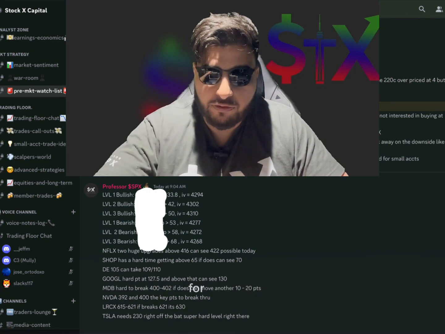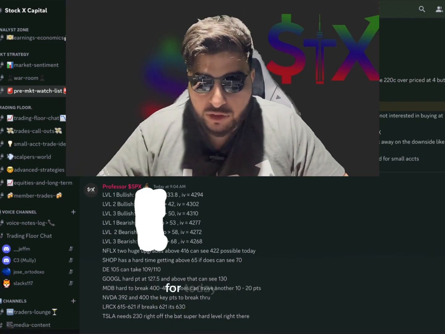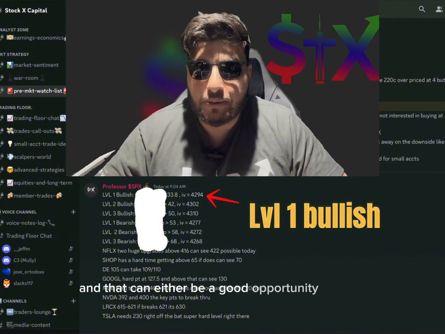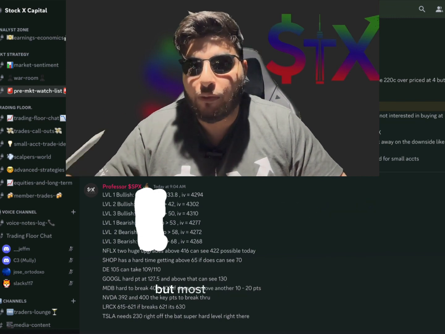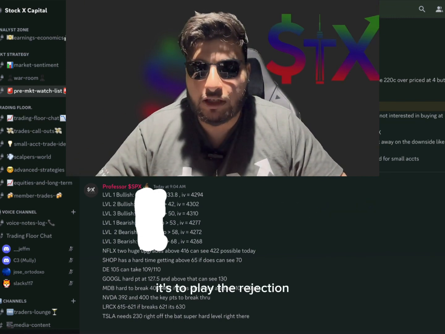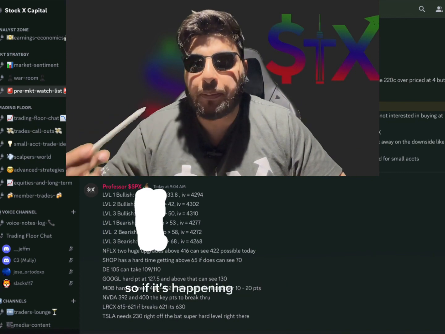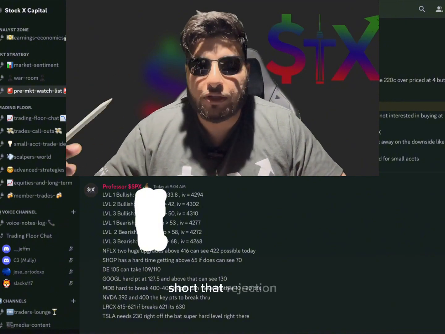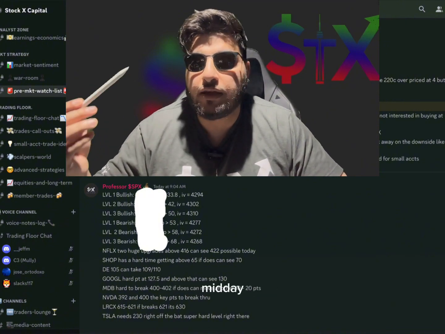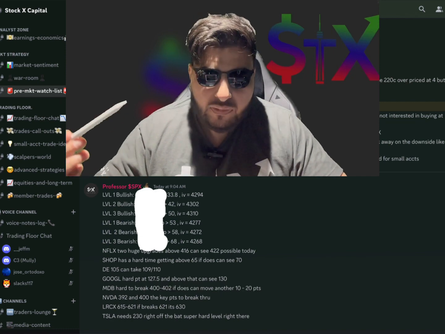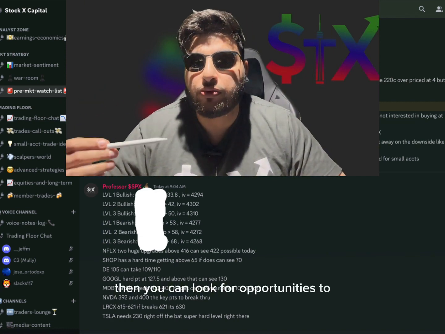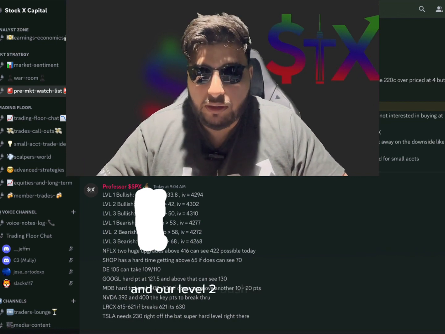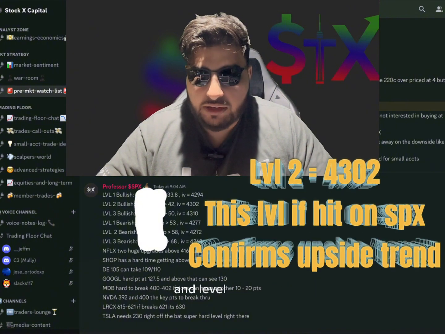So what you see over here, for example, is that level 1 for today was 42.94. Okay, so that's a gatekeeper, and that can either be a good opportunity to short or play towards the upside. But most of the time, it's to play the rejection, depending on what time it is. So if it's happening in the morning, then that will be a good opportunity to definitely short that rejection. If it's during midday or whatever the case might be, then you can look for opportunities to continue to play the upside. And our level 2 bullish was 43.02, and level 3 43.10.